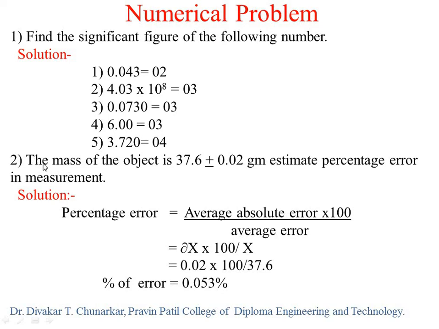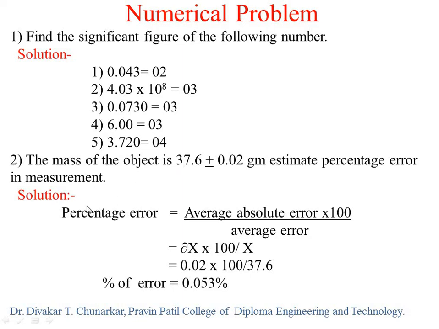Second example I will take: the mass of the object is 37.6 plus minus 0.02 gram. Estimate the percentage of error in the measurement. Again I revise this problem. The mass of the object is 37.6 plus minus 0.02 gram. Estimate the percentage error in the measurement.